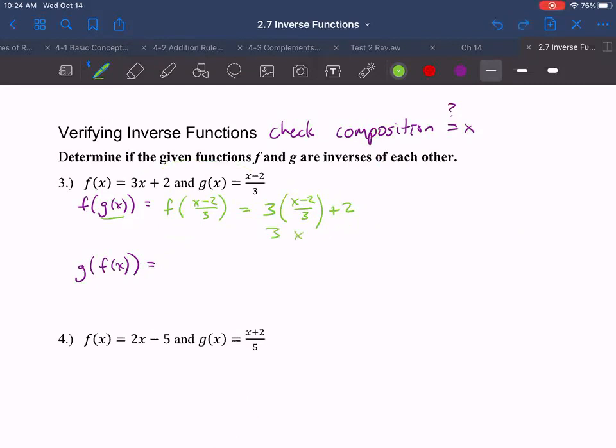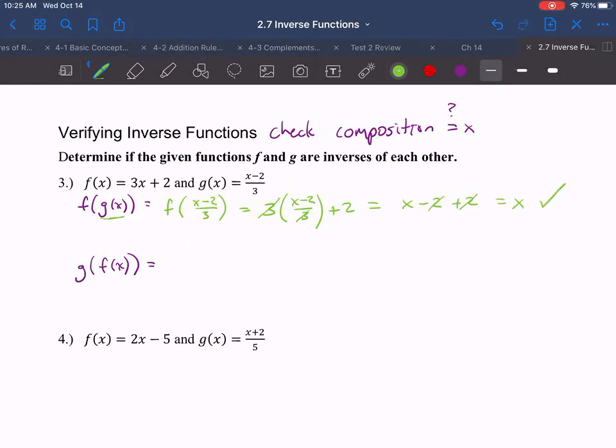Anyway, after doing that, it's just a matter of going through and trying to reduce this. I see that I have 3 and then a divided by 3 there. So these two are going to cancel, which will just give me x minus 2 and then plus 2. And I have minus 2 plus 2. Those will cancel to give me a 0, and this will just equal an x. So right there, that looks pretty good.